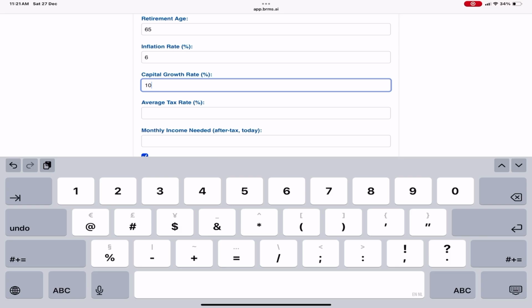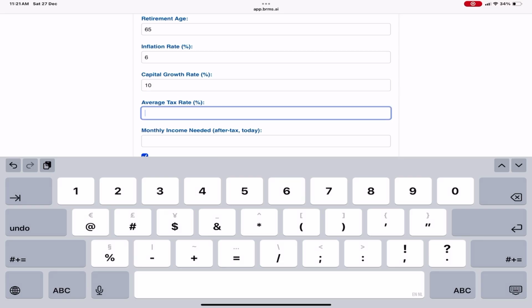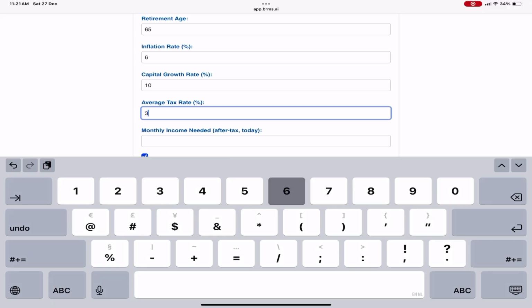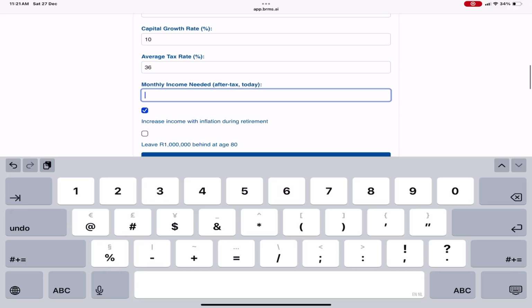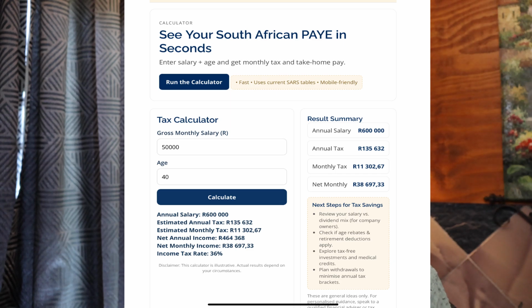Capital growth rate, let's put in 10% because that's a good benchmark that is used in the insurance industry. The tax rate for this person is 36%. I'll include an image of my tax calculator where I got that figure from. If you do not know what your tax rate is, I've got a tax calculator in my bundle of calculators. Go and work out your tax rate, otherwise look for a payslip. Find your tax rate if this calculation is important to you.